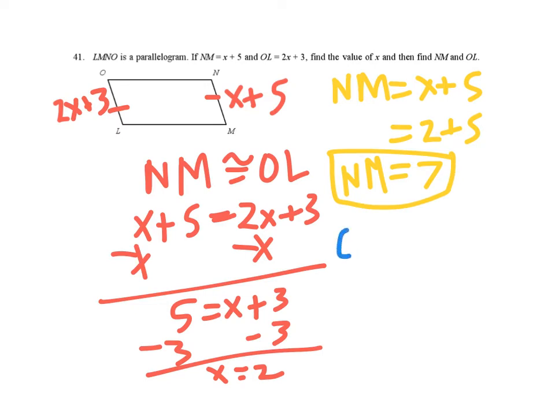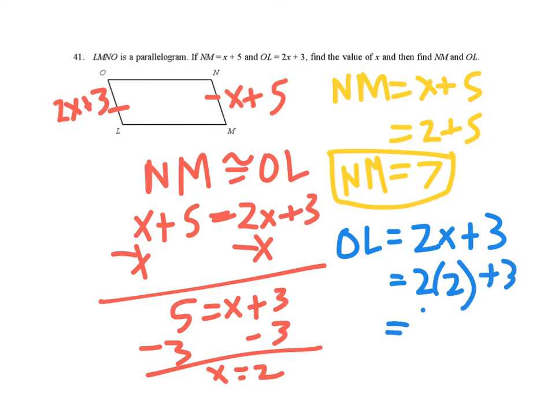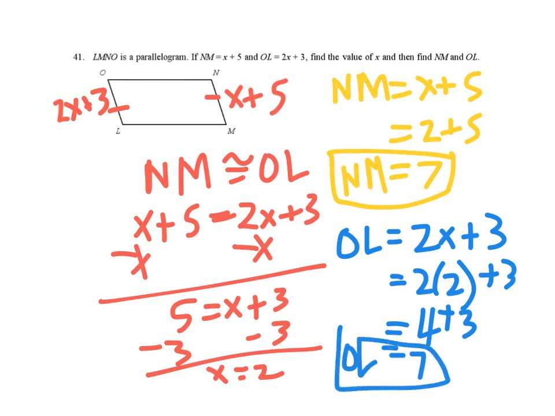So OL is going to equal 2x plus 3. So 2 times 2 plus 3, which is 4 plus 3, which also equals 7. That's OL. So we know we did it right because this one's the same, and here's our x value.